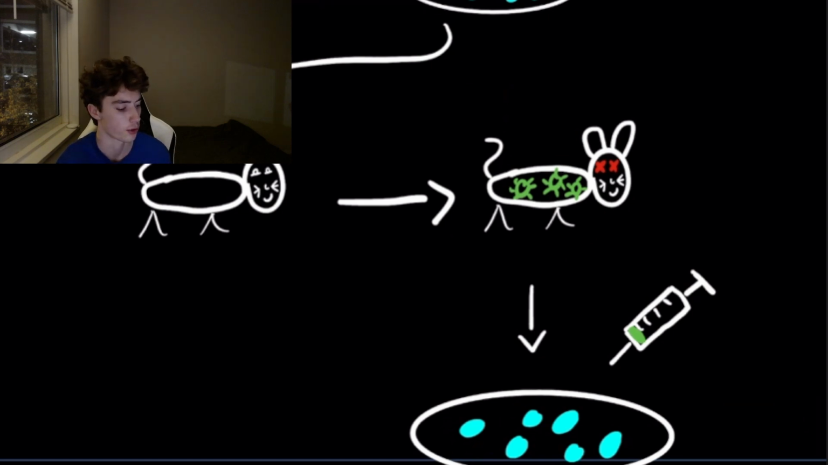So before Koch, people knew that diseases could spread, but they didn't have solid proof that a single microbe was responsible for a particular illness. So his experiment shows causation, not just correlation.